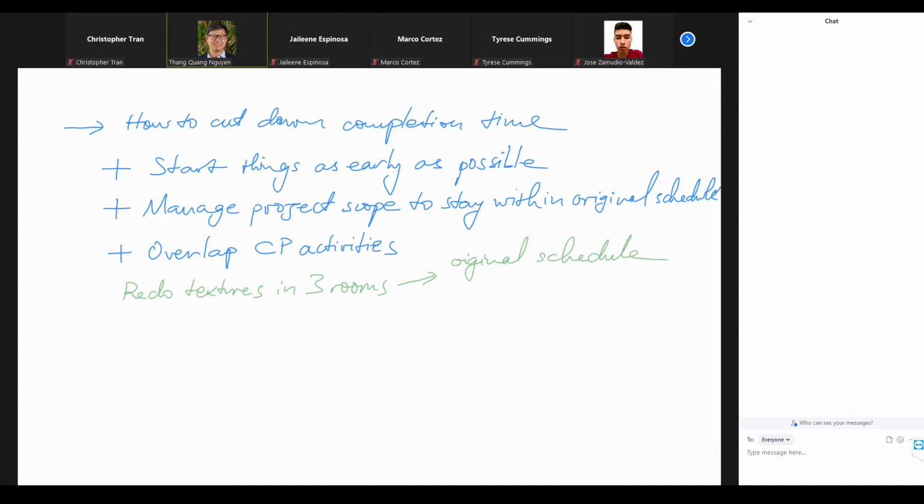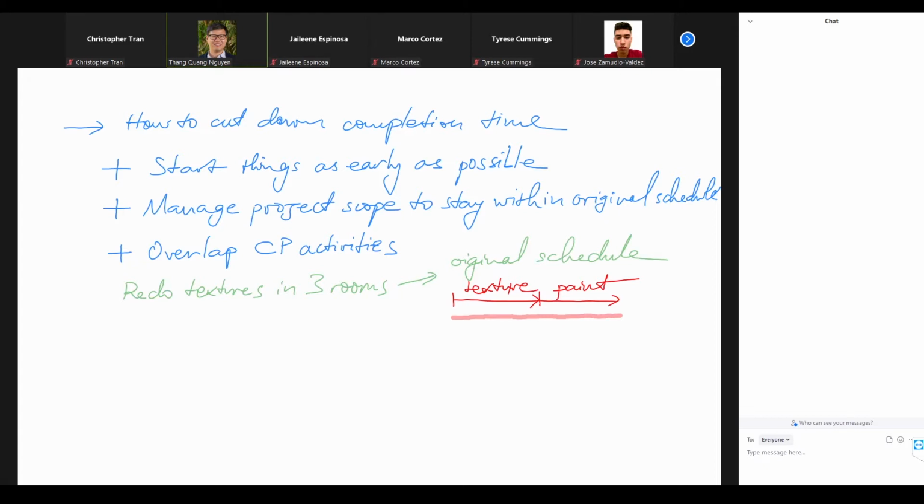First of all, some worker number 1, for example, will need to redo the texture on the wall, right? And after all the walls are done, then other workers will come in and do the paint, right? So originally, it's going to take this much time to complete the project, the texture redo of the 3 rooms. Right? That's how long it takes to complete the project.